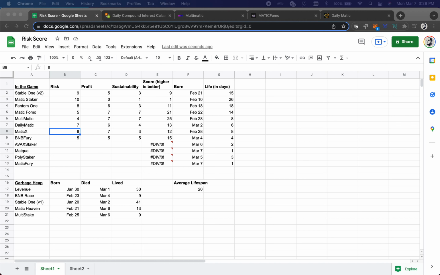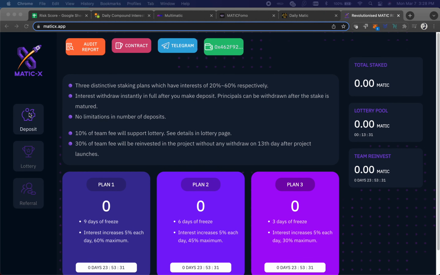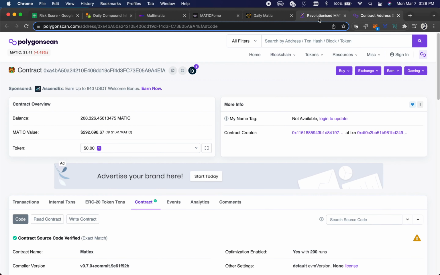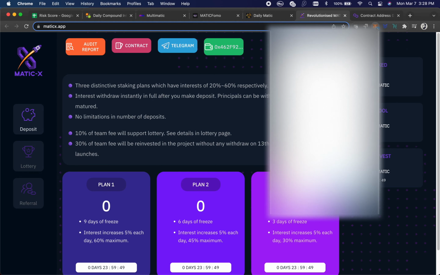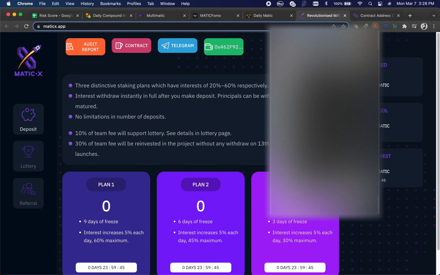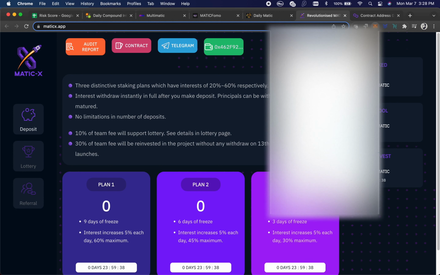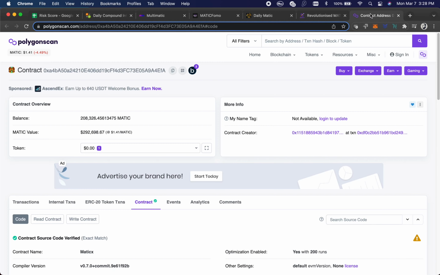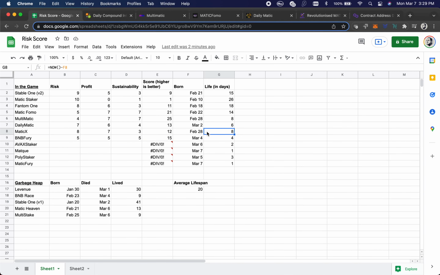Myself, I am skeptical. We can drag this over so you guys can see why. If we look in here, let's refresh this thing. The contract balance is 208. All right, you can see the total staked is 661,000, but then you look at the contract balance, and that's 208,000, and that's been the same the entire time it's been going. It's 8 days old.